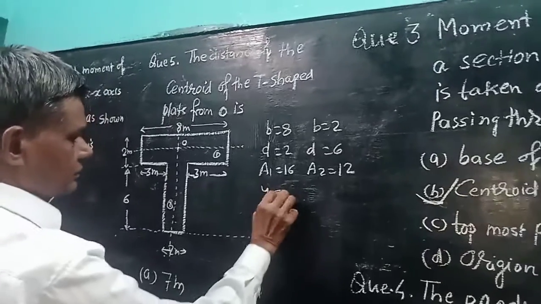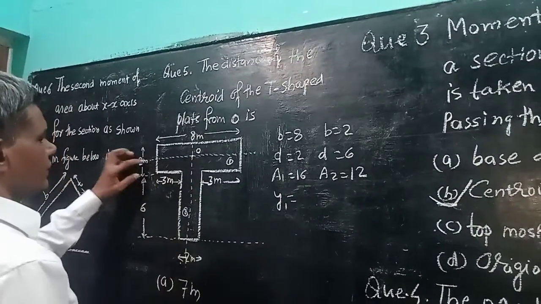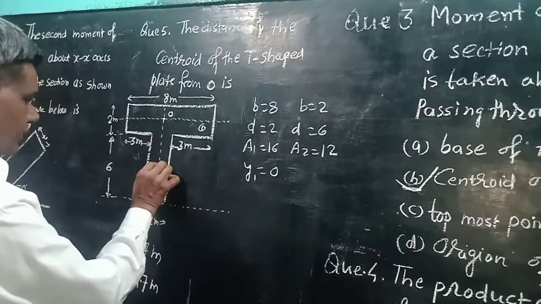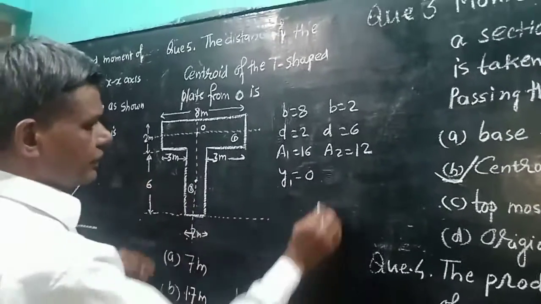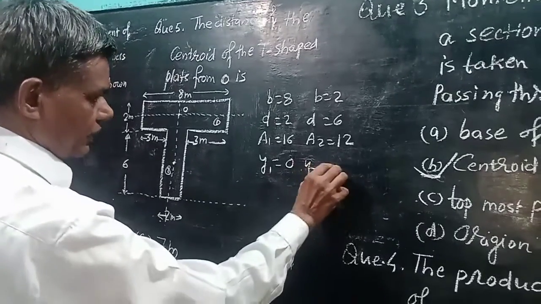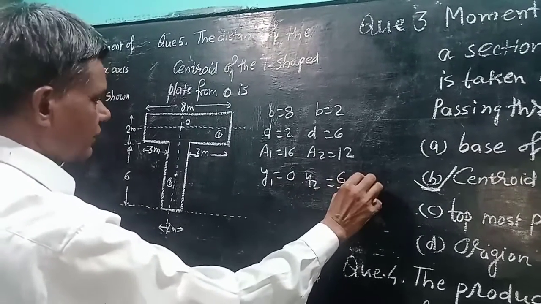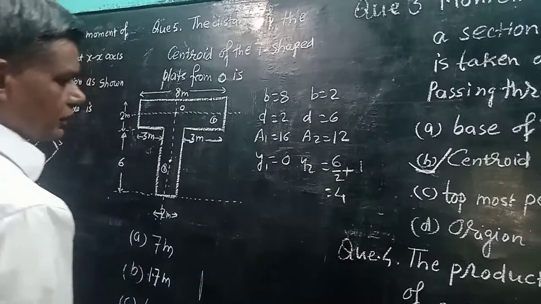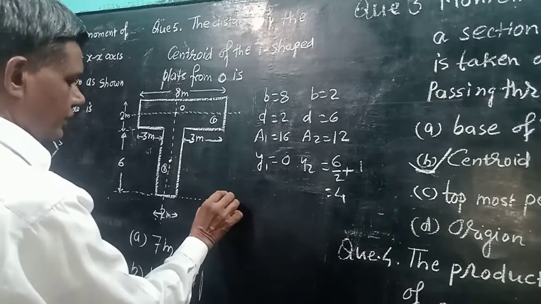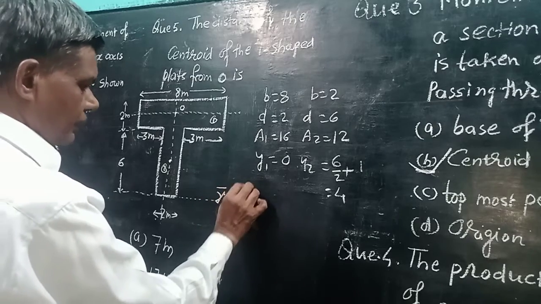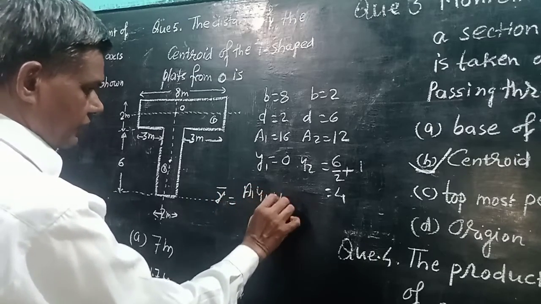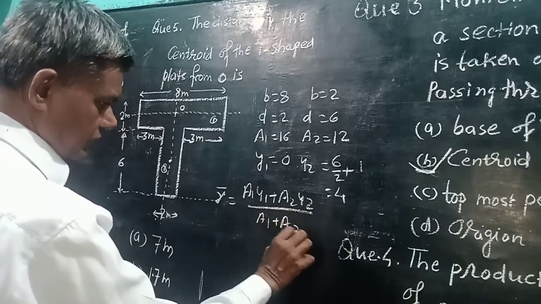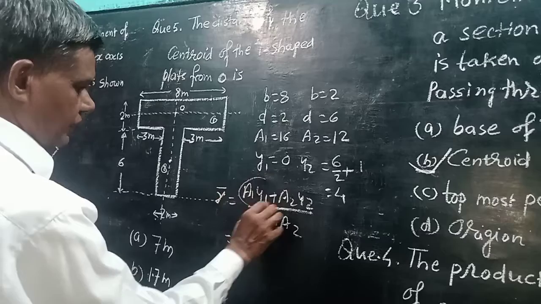And Y1, the distance of the CG from this line, is equal to 0. And for this one, the distance of its center is 6 by 2, so y2 is equal to 6 by 2 plus this 1, so this is equal to 4. Therefore the centroidal distance y bar is equal to A1 y1 plus A2 y2 divided by A1 plus A2. But y1 is equal to 0, so that term is 0.